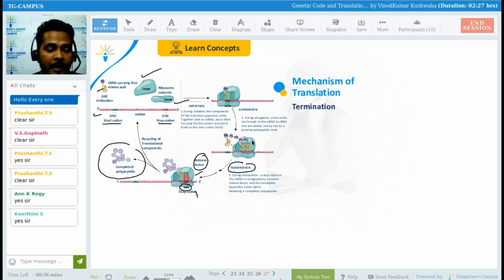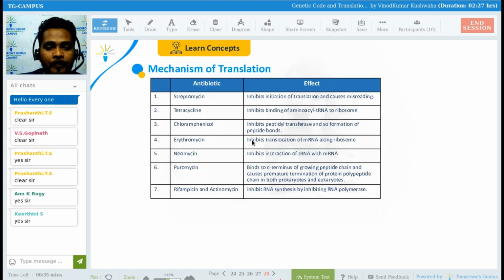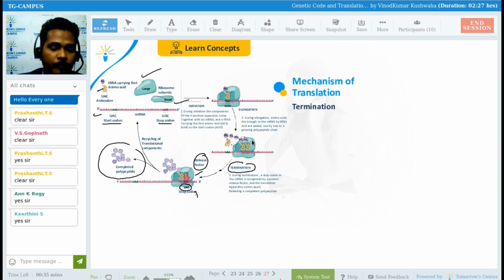Now the reaction is completed and the protein is synthesized. This is what happens in the case of prokaryotes. Prokaryote is very simple. Similarly there is the same in eukaryotes also. The little difference is that the machinery is slightly different. Otherwise prokaryotes and eukaryotes basically follow all these three processes: initiation, elongation and termination.